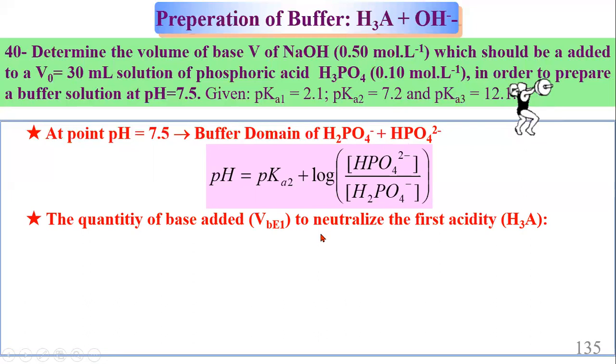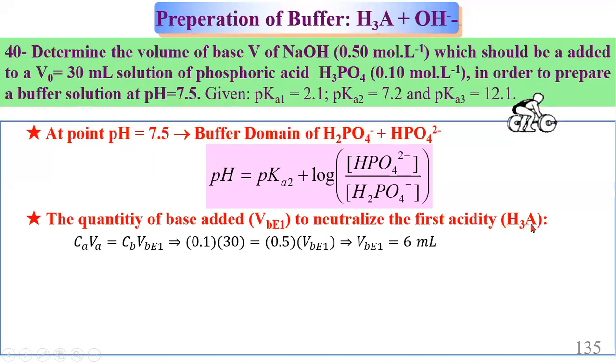And now we have to go back and think about the titration diagram. The quantity of base at the first equivalence neutralizes all the H3A. So if I find the first equivalence point, that is the amount of base, OH minus, that I need to convert H3PO4 to H2PO4 minus. So I go ahead and find that first equivalence. CA VA equals CB VB at equivalence. You have the concentration of the acid, you have the volume of the acid, which is H3PO4, and you have the concentration of the base, which is 0.5. Find the V equivalence, and when you find it, it comes out to be 6 milliliters. The volume of H3PO4 was 30, and its concentration was 0.1.